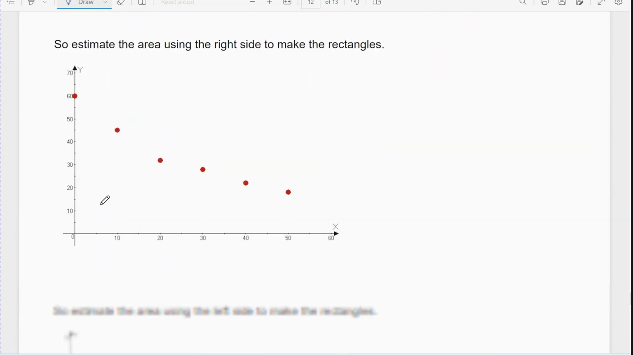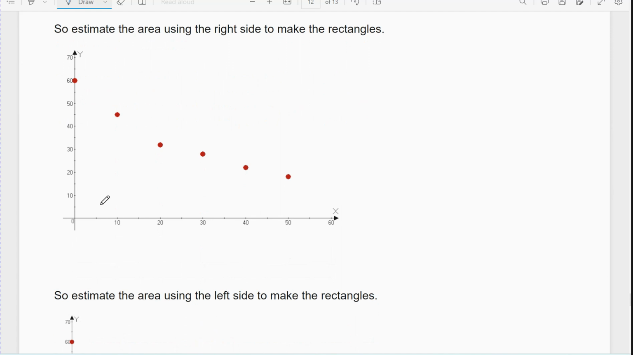So the first example: suppose I want to estimate the area using the right side. It means I start from the right. My rectangles would be drawn over 0 to 50 using each of my points. So if I start on the right side, I start here at 50. This is where we start, because I'm on the right side.